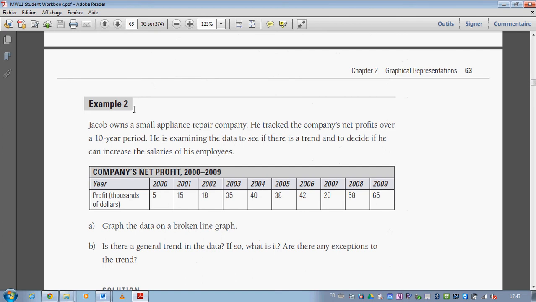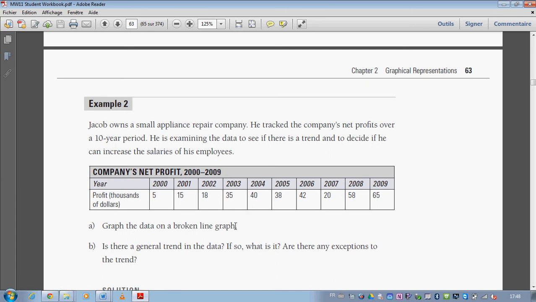And on to example 2. So Jacob owns a small appliance repair company. He tracked the company's net profits over a 10-year period. He's examining the data to see if there's a trend and to decide if he can increase the salaries of his employees. Graph the data on a broken line graph.